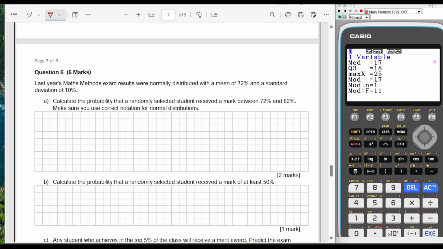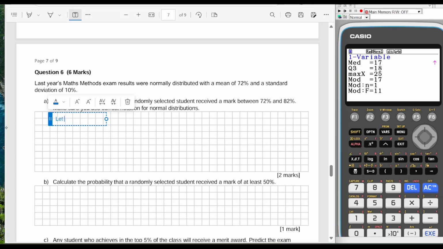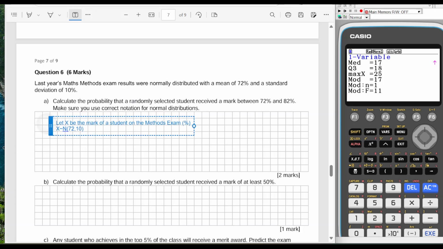Okay. Last year's methods exam, so this is a normal distribution question. So we need some notation first. So let X be the mark of a student on the methods exam. And we've got to give the units, so that's percentage. And then we say X squiggle N, and then we give the mean and standard deviation. So 72 and 10. Okay, so that's the first bit of notation. You absolutely need that.